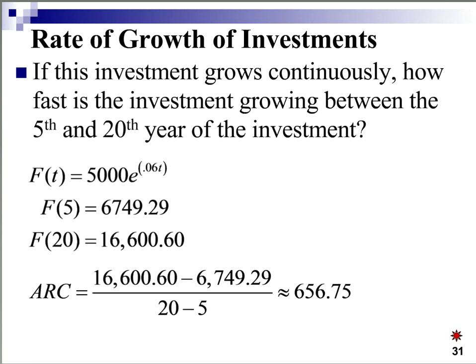Anytime you have 2 points, you can find the slope of the line that goes between them, and that's what this last calculation does. It calculates the average rate of change, or the slope, between those 2 points by doing a quick slope calculation. And this number ends up being about 656.75. So let's see what that means.